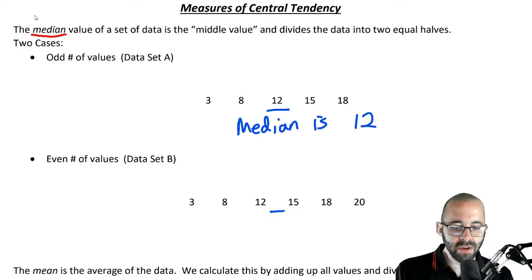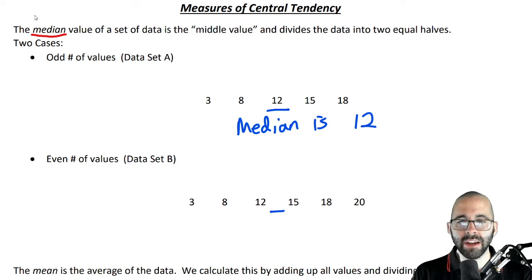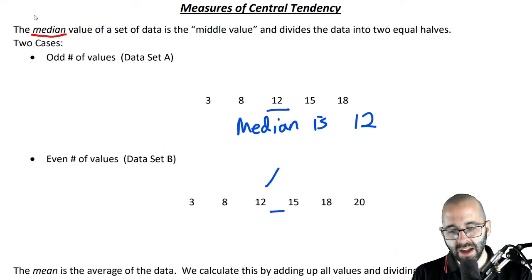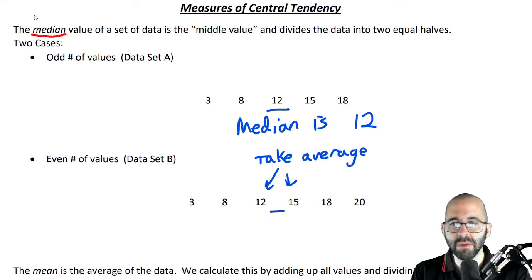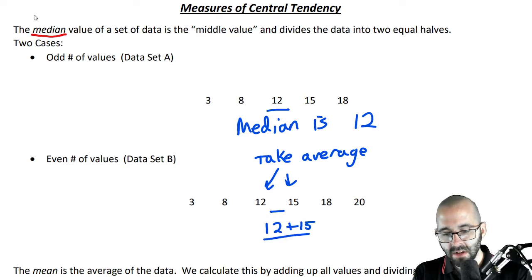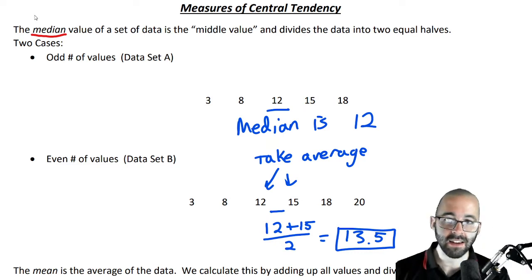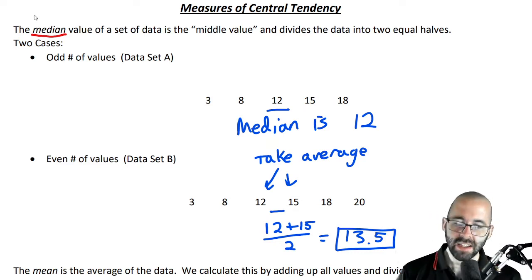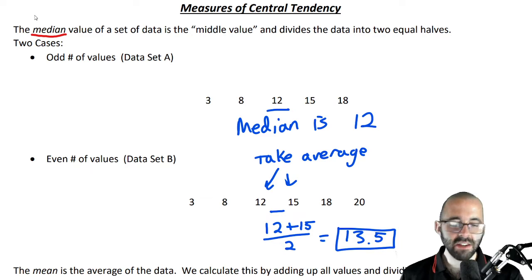But if there's an even number, then we're going to have to take the average of both numbers on either side, because there is no middle number if there's even. There's a blank right there, in the very middle of this data. So remember, to take the average of two numbers, you just add them up and divide them by 2. That's going to be 13.5. So the median for data set B is 13.5. And that's how you find medians.